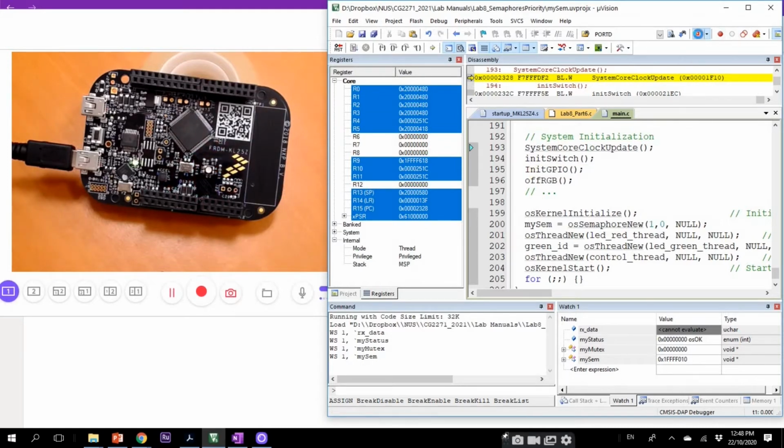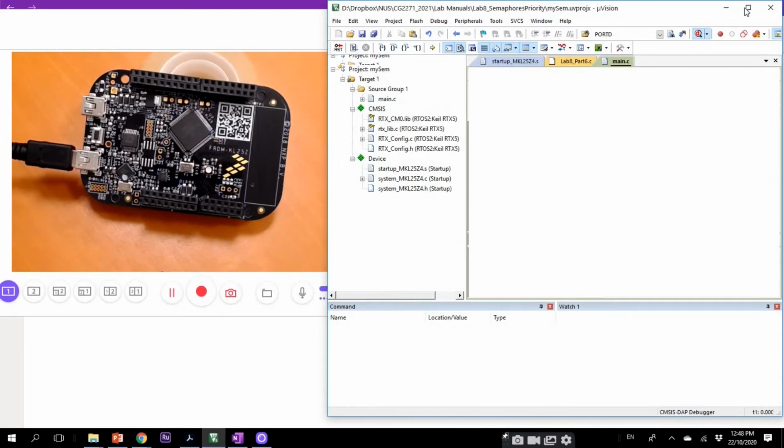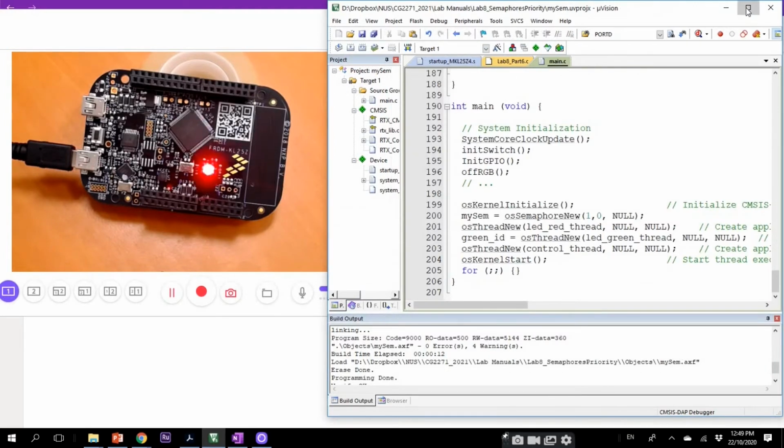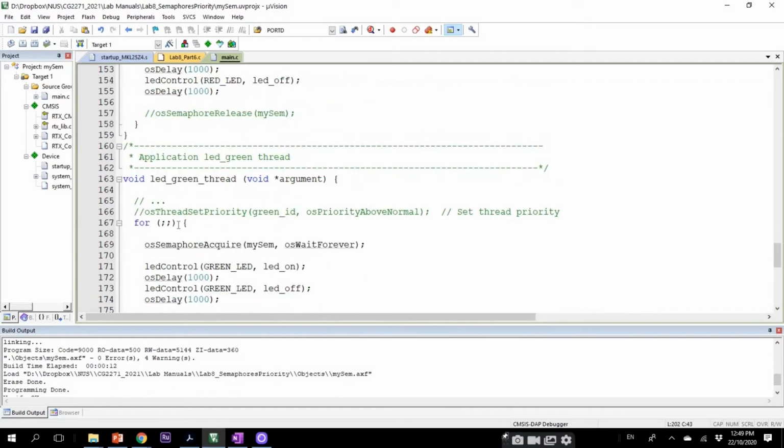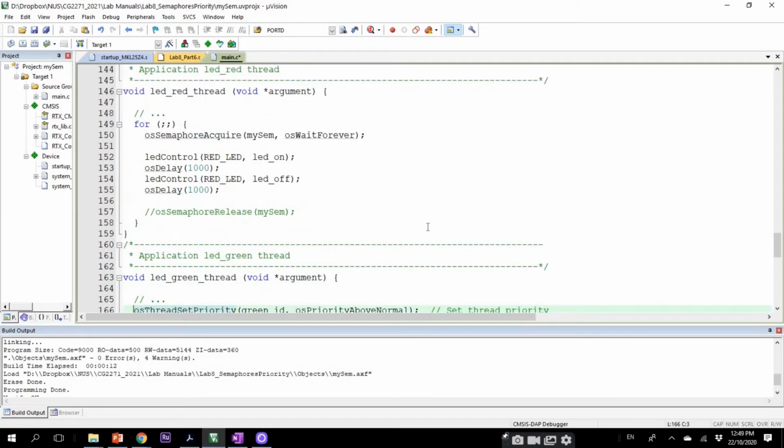Now let me stop this and look at it from the perspective of changing the priority. The same thing as before: the red LED thread was created first, so it will run first, followed by the LED green thread. But now I'm going to uncomment this line for the LED green thread, which sets the priority of the green LED thread to be higher than the red LED thread. The important thing to understand is the red LED thread was the first one to run, and it executed the semaphore.